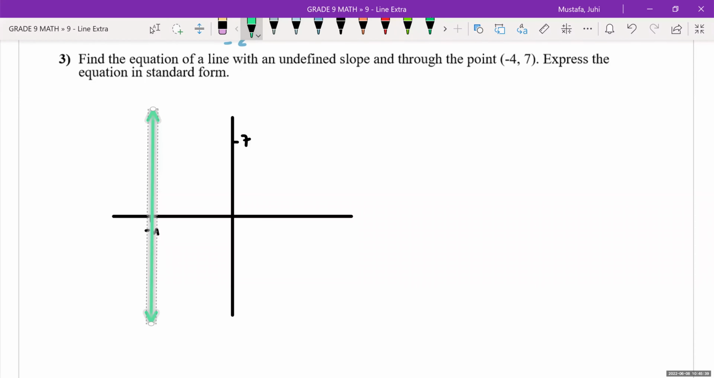How do I figure out the equation of this line? Well, it's going through the x-axis at the point -4. However, that equation is not in standard form. What do I do to make it into standard form? I just have to move the -4 over to the other side, and I'm going to get x plus 4 is equal to 0. And that's the final answer.